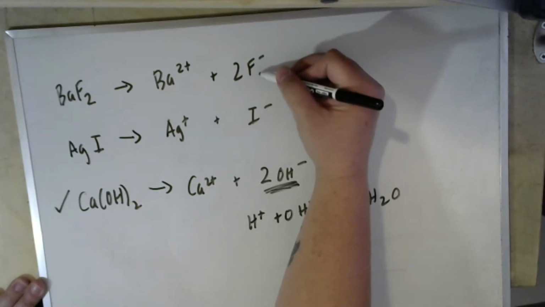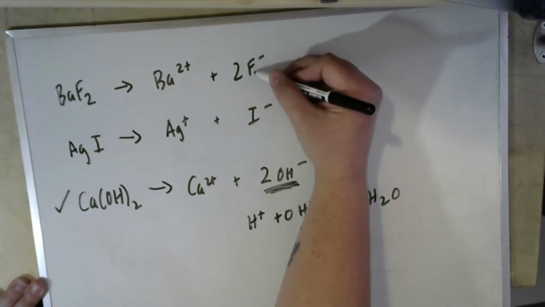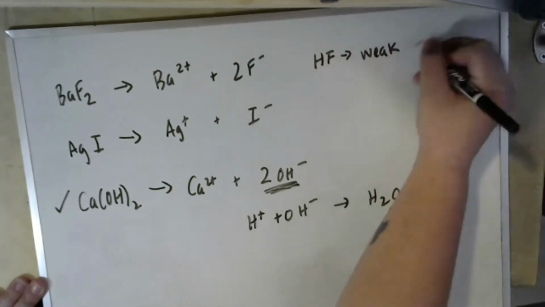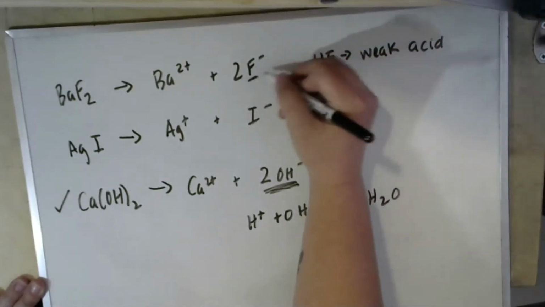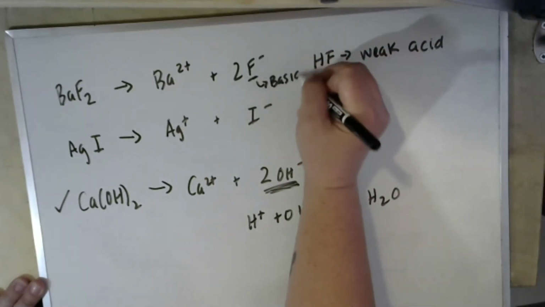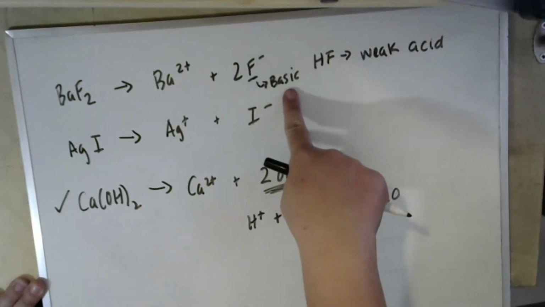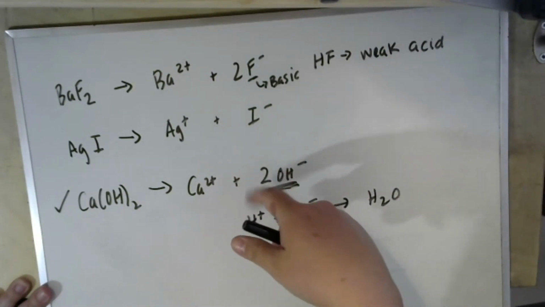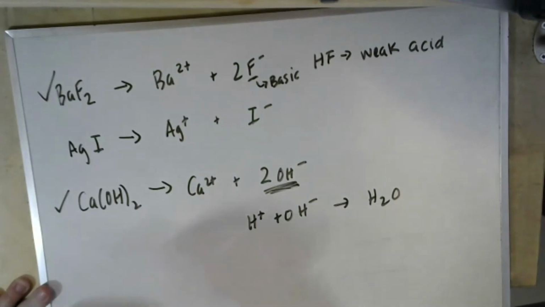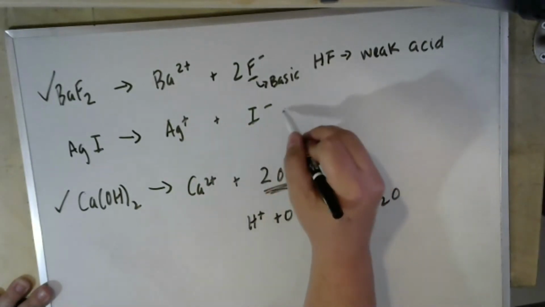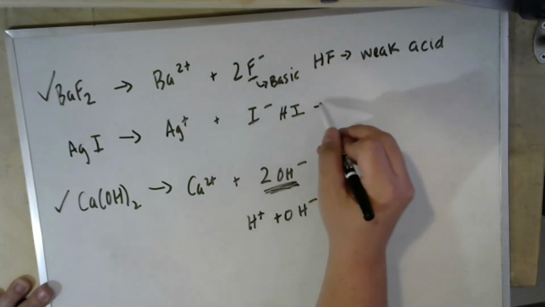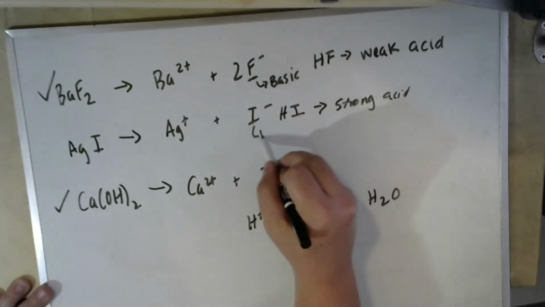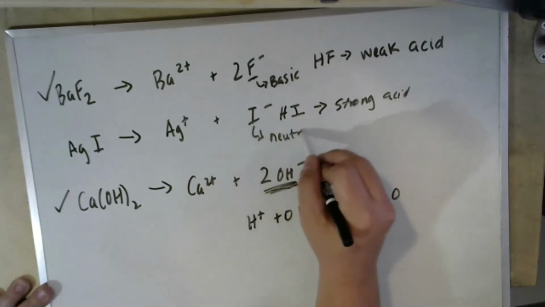The acid that's formed when a proton reacts with the fluoride ion is going to be HF. HF is a weak acid. That means that the fluoride ion is a basic anion. A basic anion is going to react more with an acidic solution than in a neutral solution. Okay, so we can give that a little check. The iodide ion would form HI. HI is a strong acid. That means that the iodide ion is neutral.